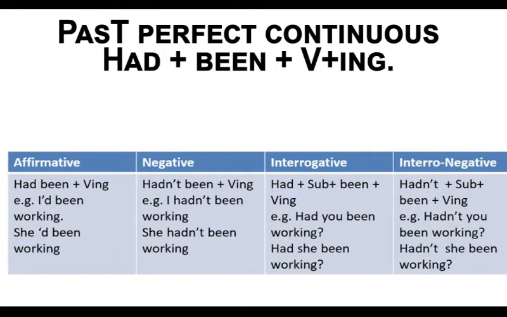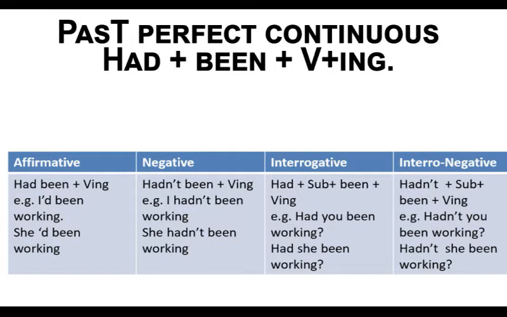For example, had been working. She'd been working. And notice that had can be written in short form. So instead of I had been, you can say I'd been. For negative sentences, you use hadn't, had not, or hadn't for short forms, been plus verb ing. For example, I hadn't been working. She hadn't been working.